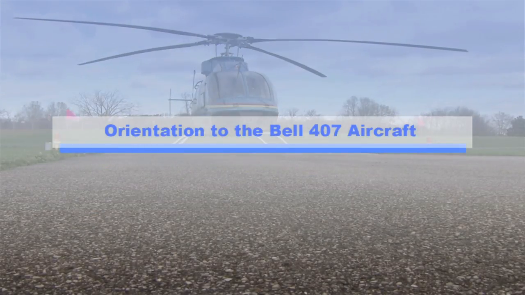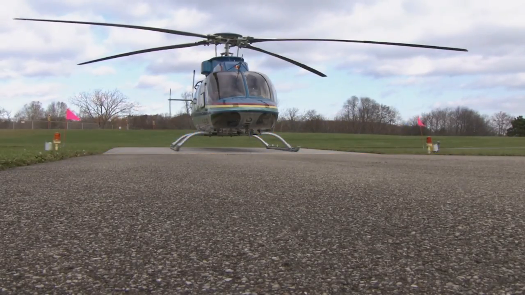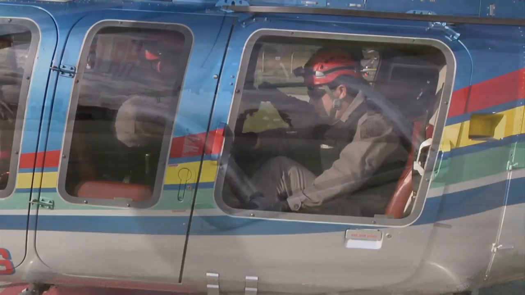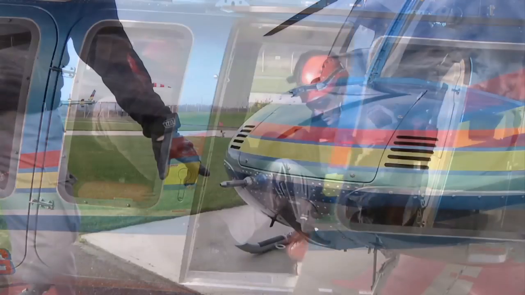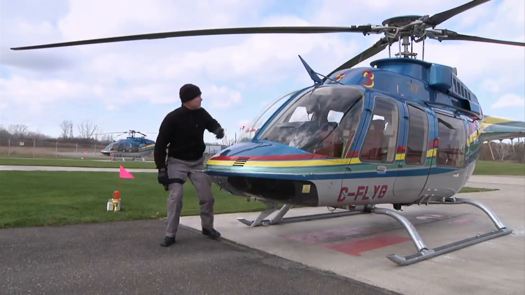Orientation to the Bell 407 aircraft. This section is to serve as an introduction to the main components of the helicopter. Forward section, main rotor, skids, doors, pitot tube, cable shears.